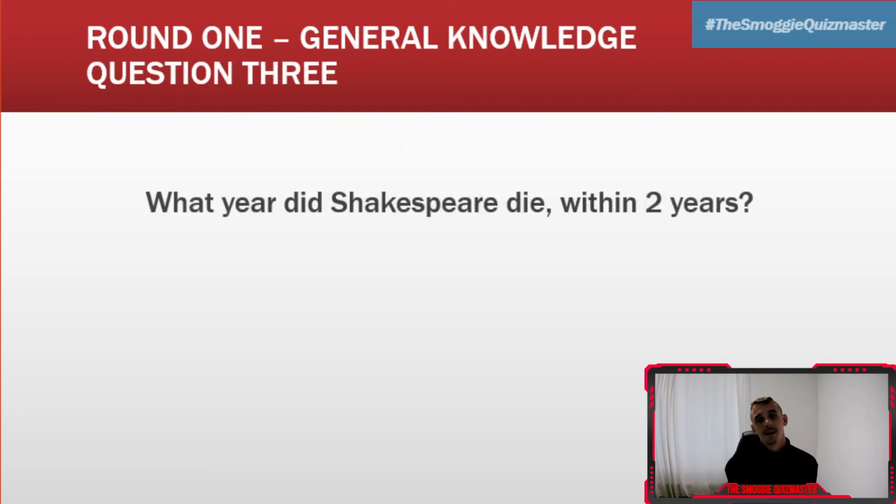Question 3, what year did Shakespeare die? And you can have within 2 years. So 1616 is the correct answer. So if you got 1614 all the way through to 1618, you can have a point.